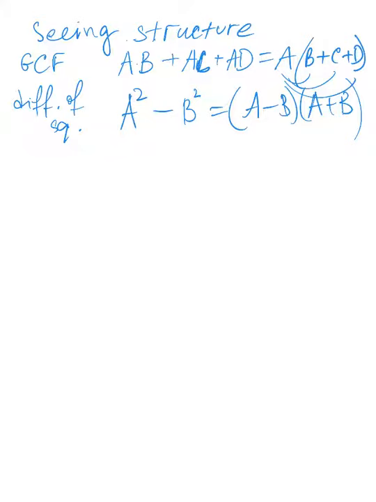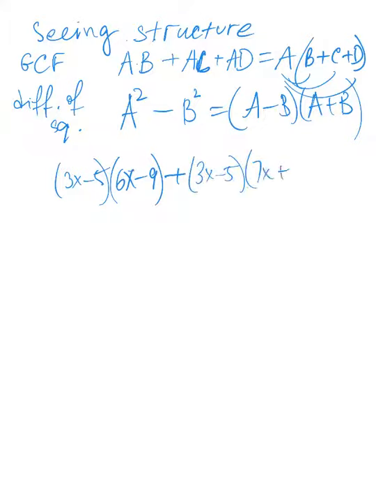So for example, you have a problem like this: (3x minus 5) times (6x minus 9) plus (3x minus 5) times (7x plus 3). One way to work with this problem would be to multiply it all out, combine like terms, and then hopefully there will be some common factors. Again, the goal is to factor.